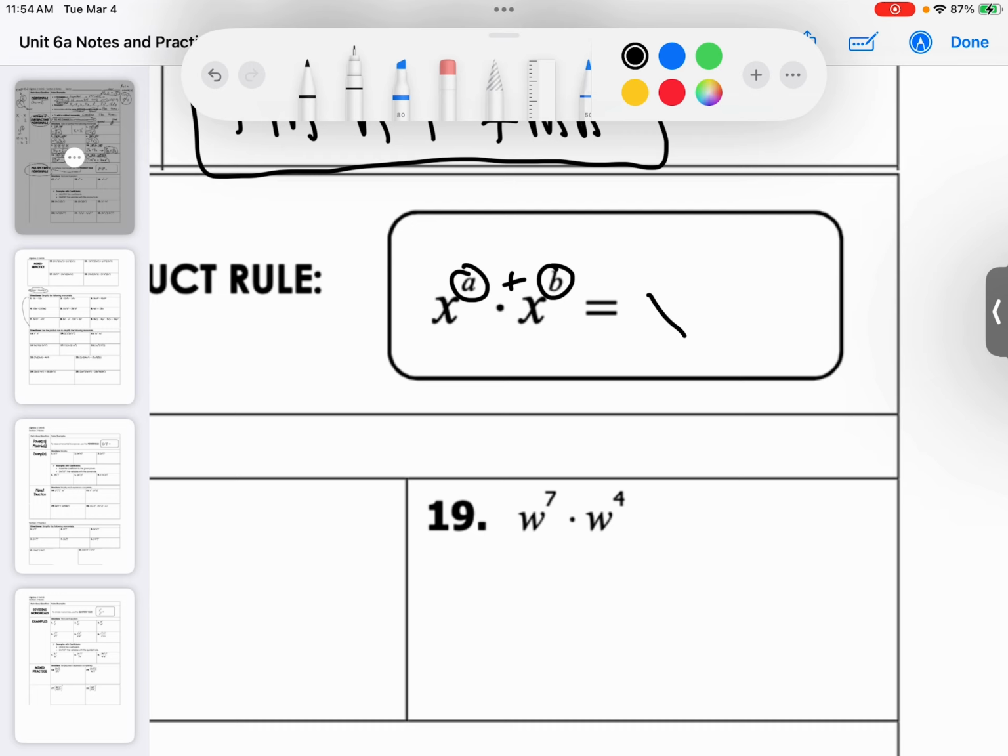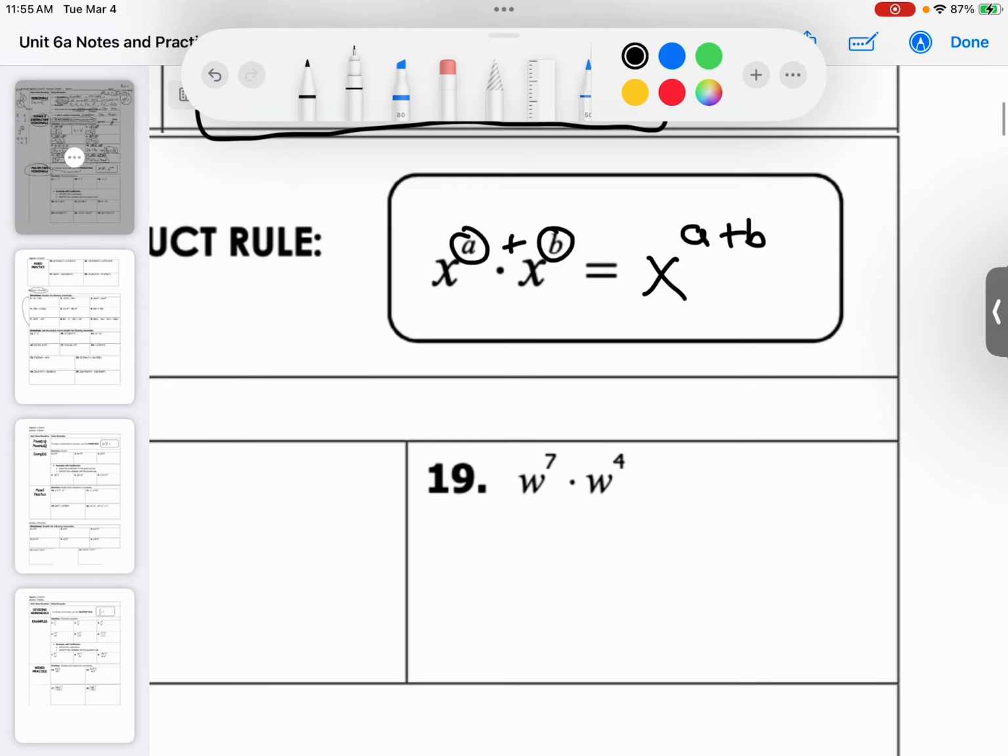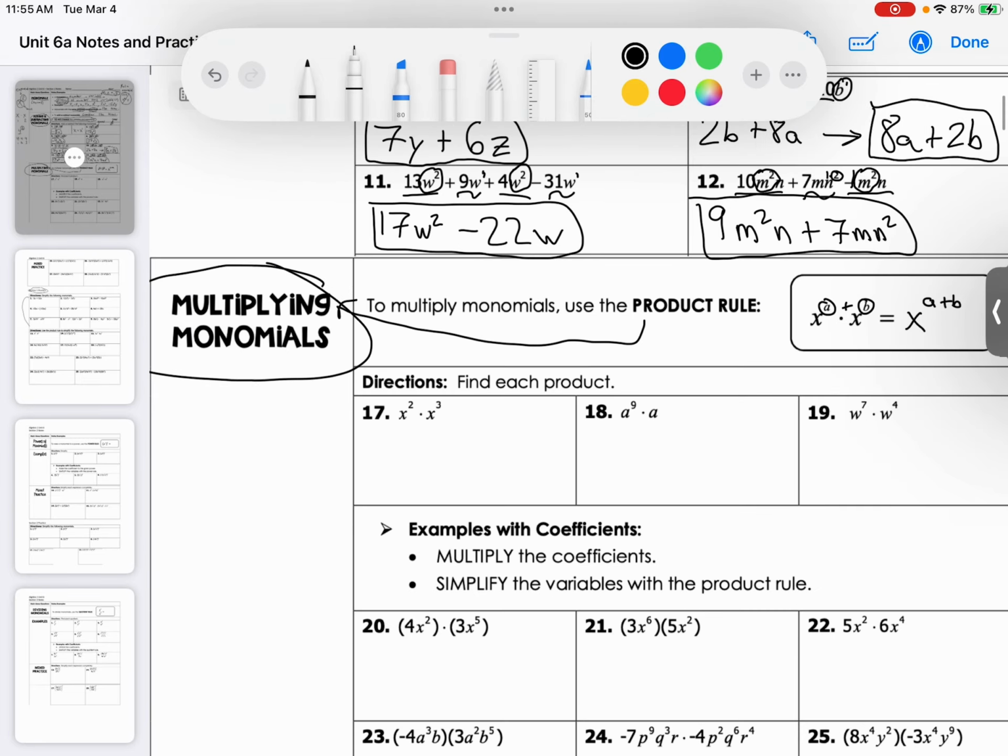And a and b just represent any number that could be our exponent. So if we have x to the power of a times x to the power of b, I would take x to the power of a plus b. I'm just adding those two exponents together. So let's look at some examples of this.